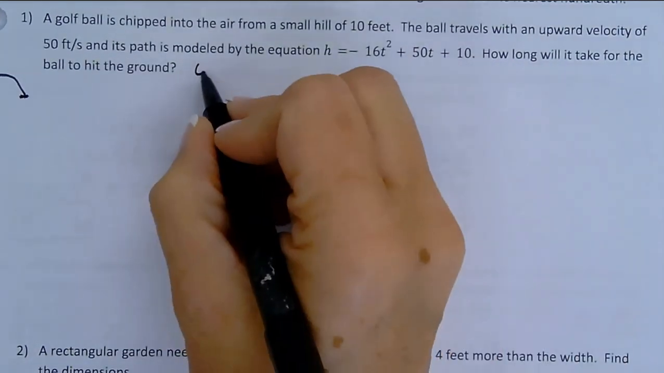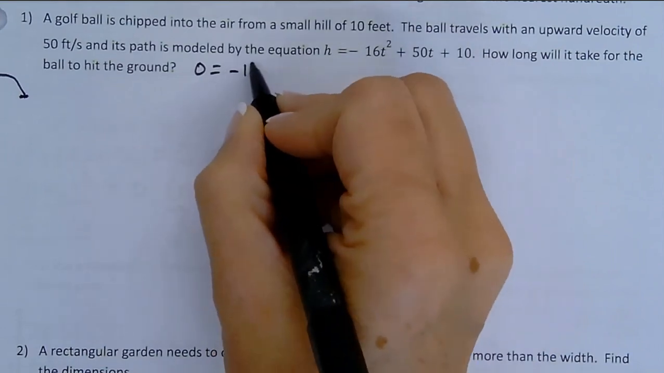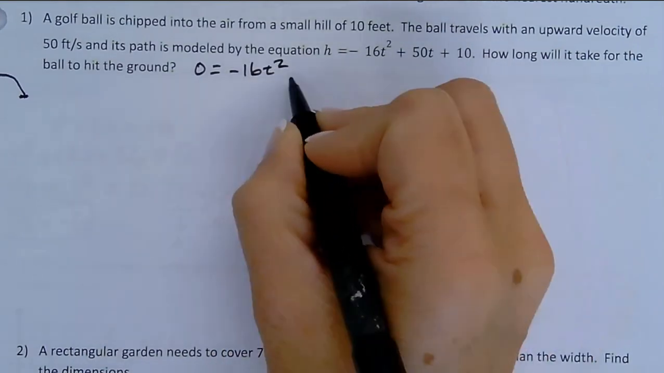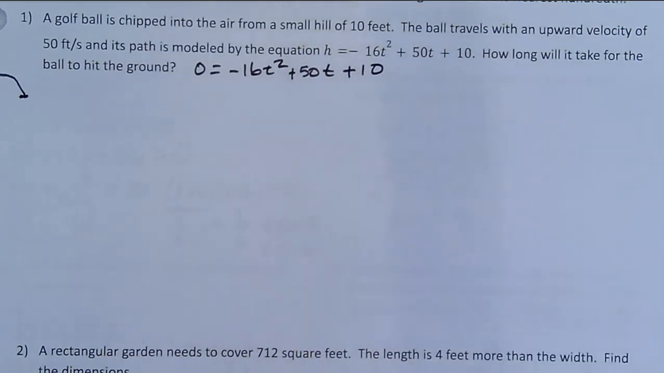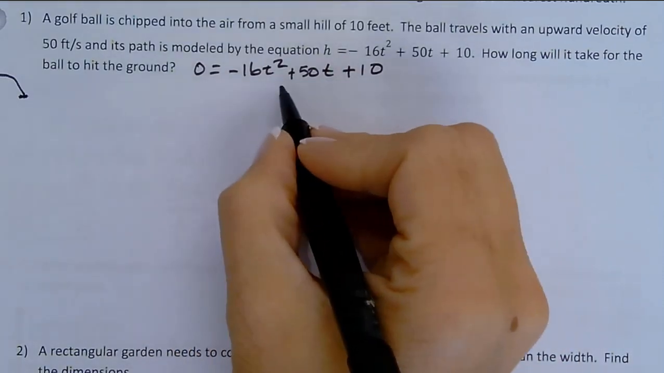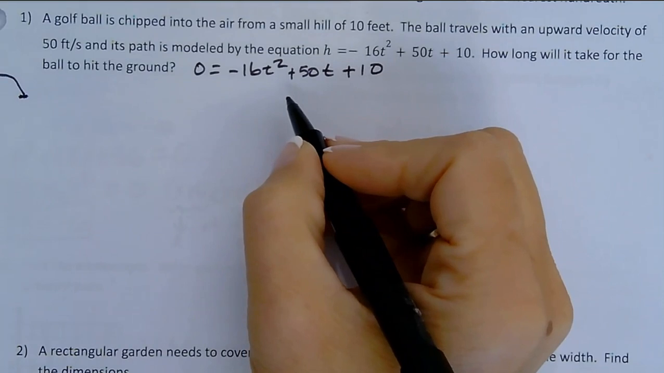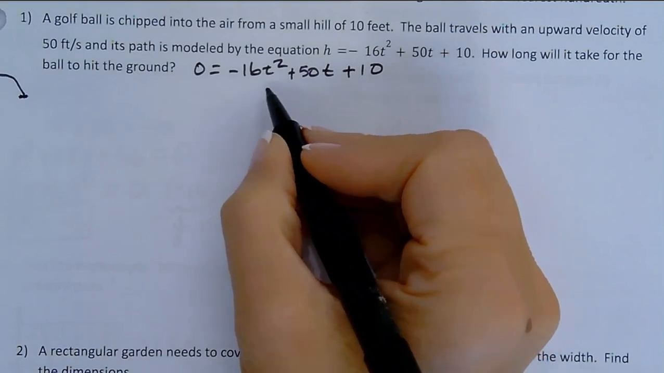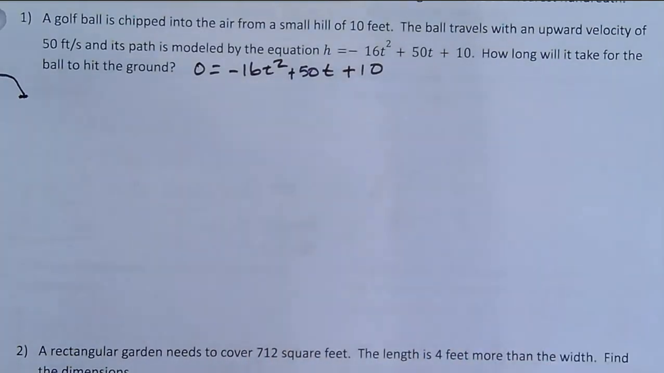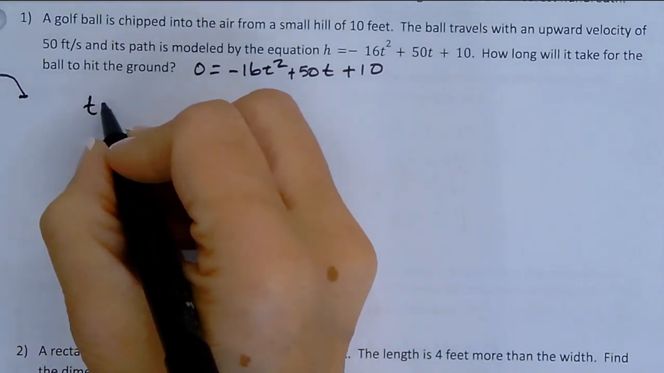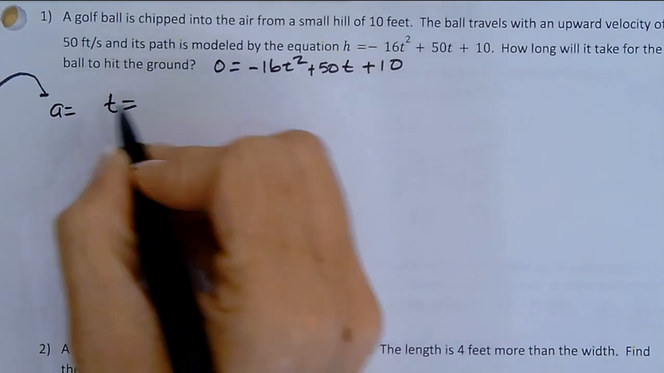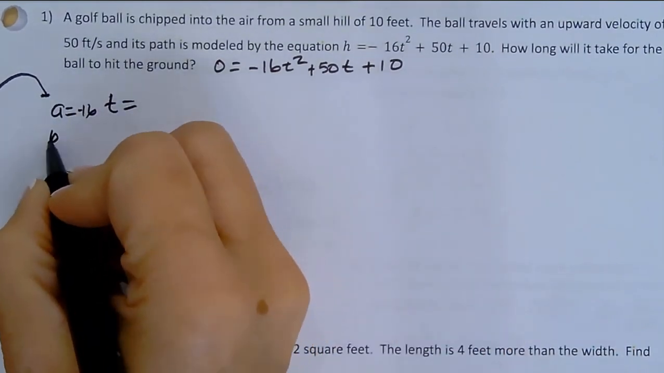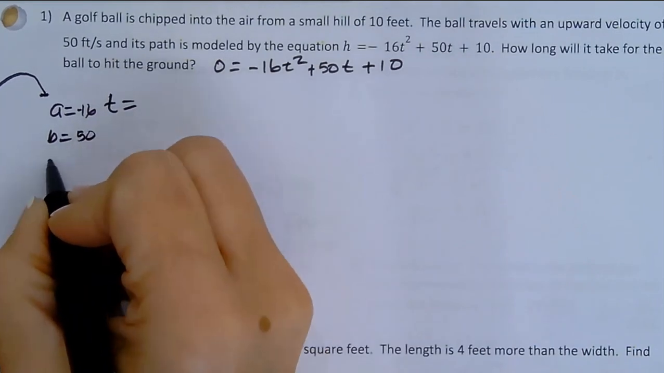So recognize that we are saying 0 equals negative 16t squared plus 50t plus 10. So we're just solving a quadratic, right? We're finding the zeros. So x equals negative b plus or minus the square root of b squared minus 4ac all over 2a. But we don't want x, we want t this time. And so we're going to say t equals, well, my a is negative 16, b is 50, and c is 10.